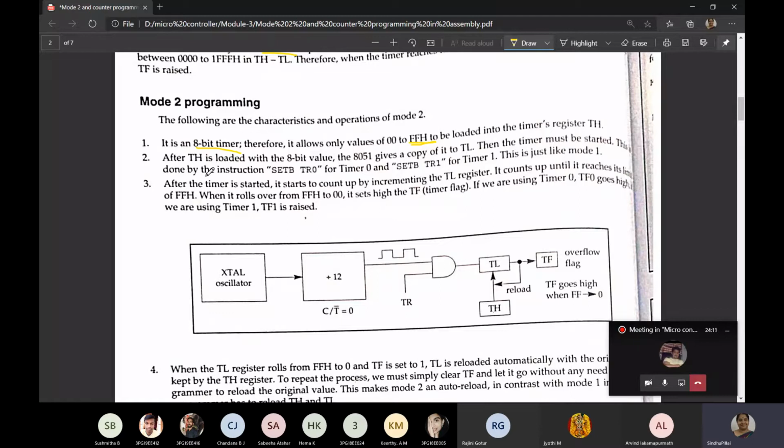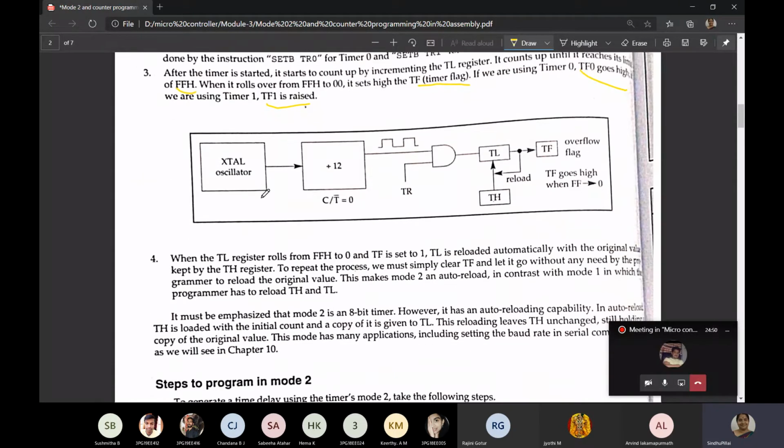Next, after the timer is started, it starts to count up by incrementing the TL register. It counts up until it reaches its limit. What is its limit? It is FFH. When it rolls over from FF to 00, it sets high the timer flag. If we are using timer 0, TF0 goes high, or for timer 1, TF1. These TF0 and TF1 belong to the TCON register. Again I'm telling you, these two flags are used to show that the count is completed.